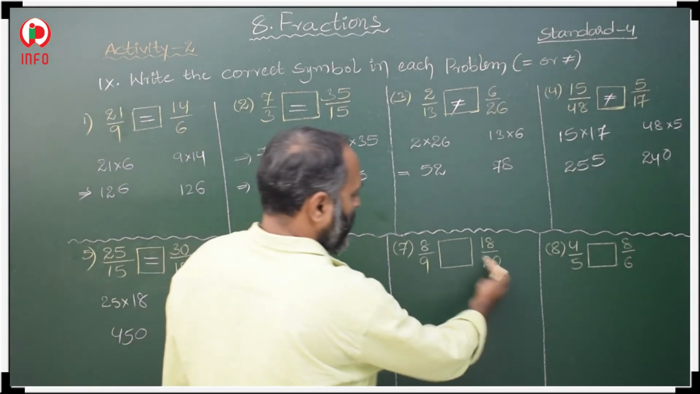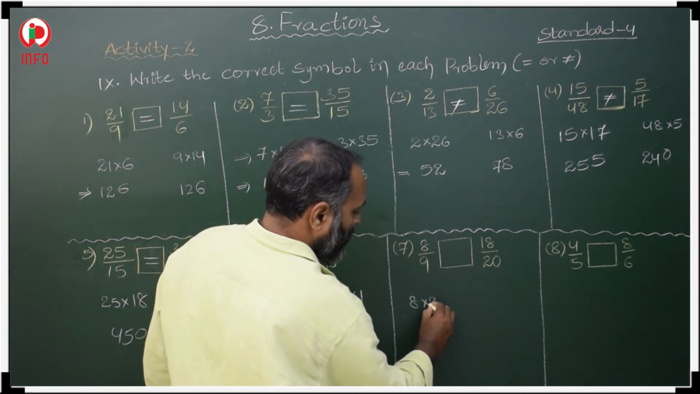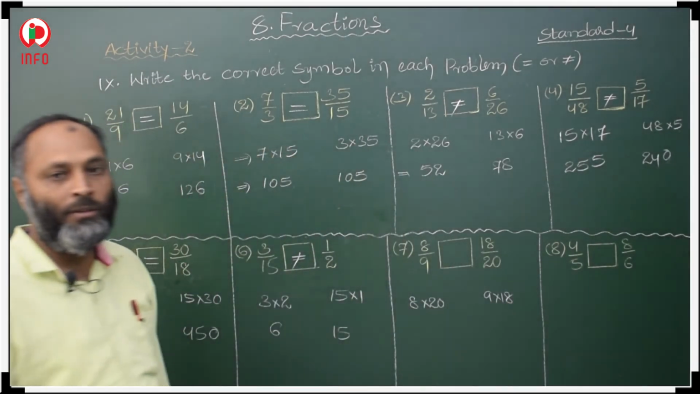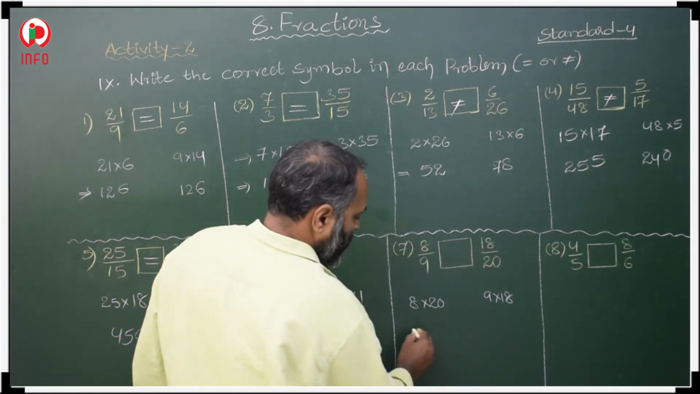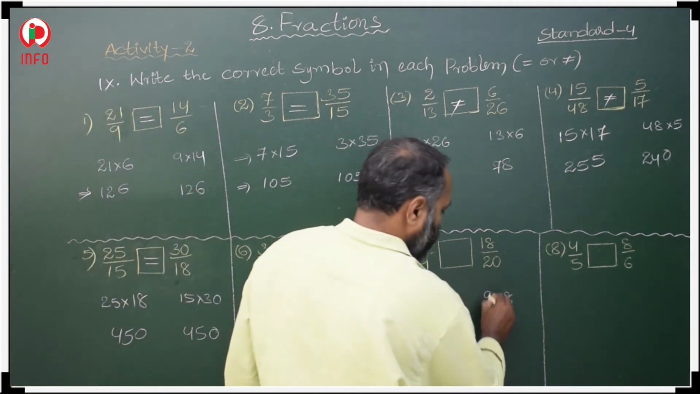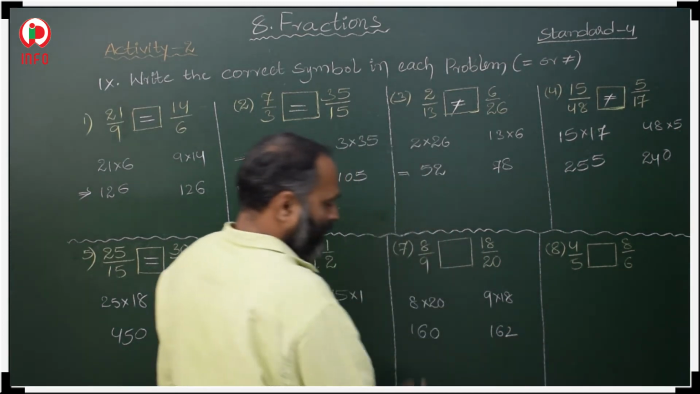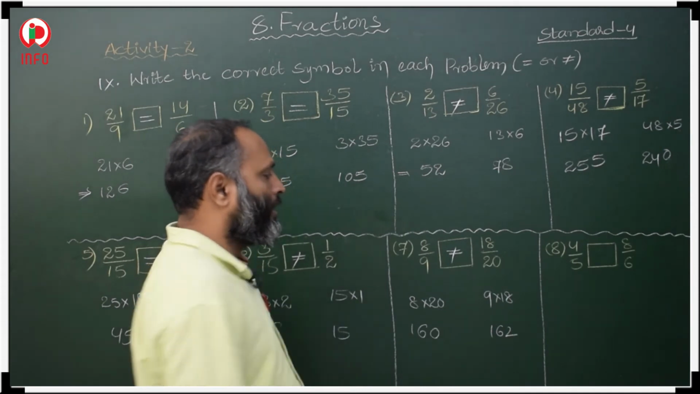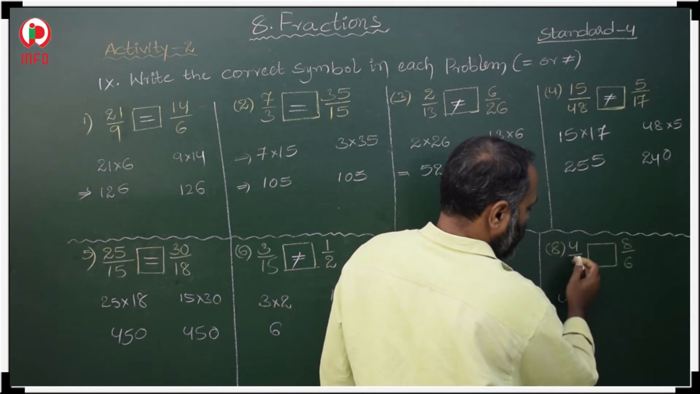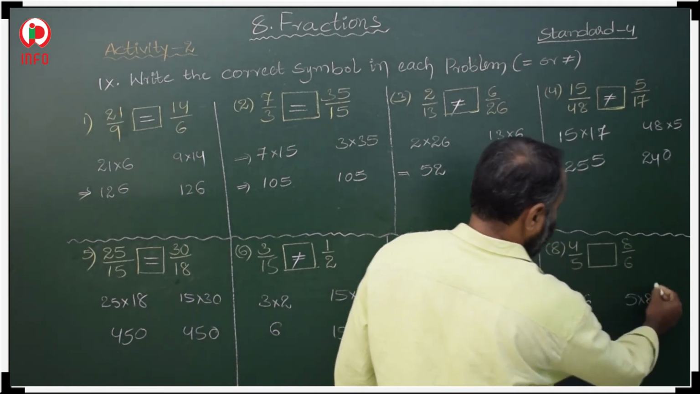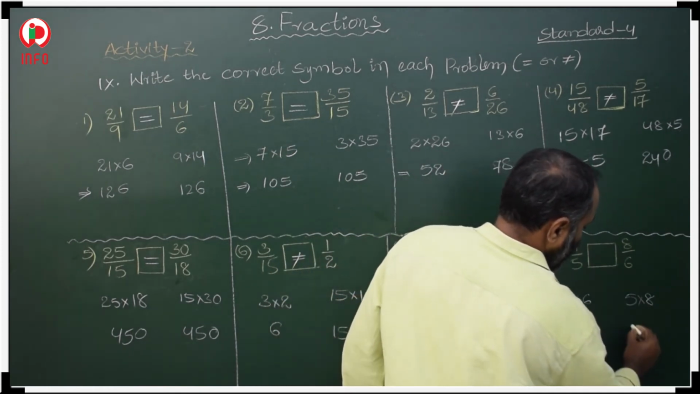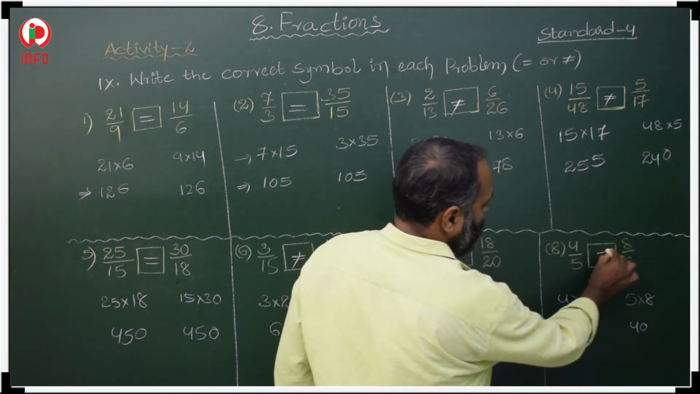Now here cross multiplication, 8 into 20, 9 into 18. 8 times 20 is 160, 9 times 18 is 162. They are not equal. Now cross multiplication, 4 we multiply with 6, 5 we multiply with 8. 4 times 6 is 24, 5 times 8 is 40. Here 24 and here 40, so they are not equal.